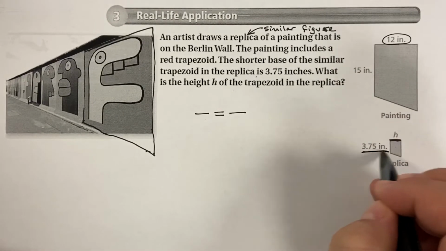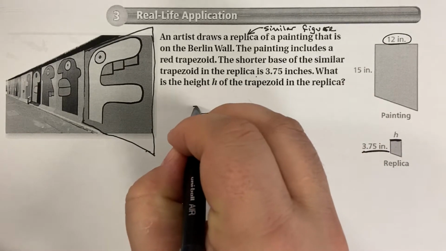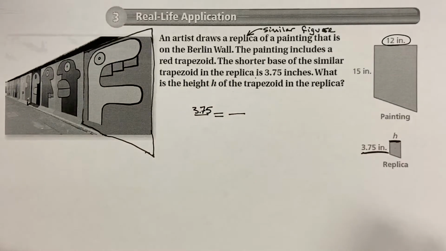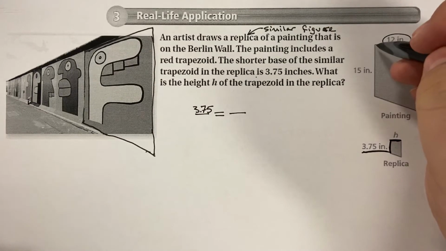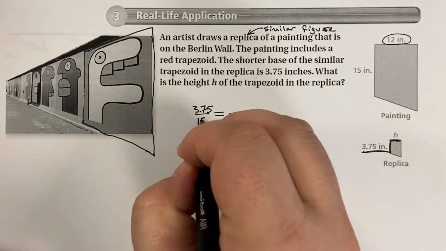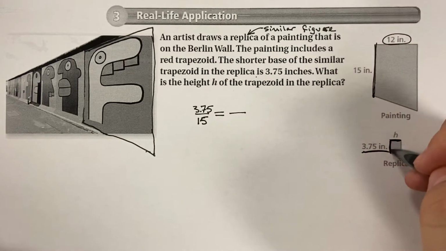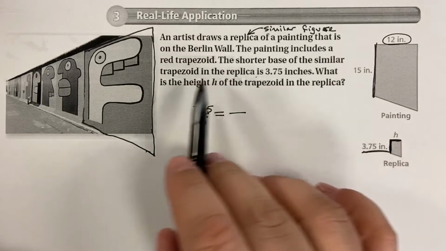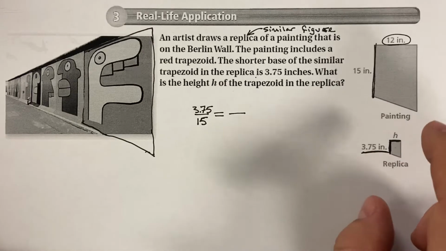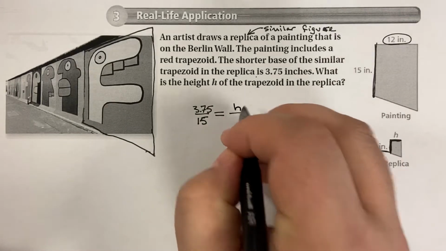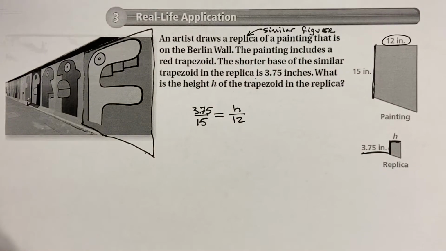So I'm going to start with the replica because that's the one it keeps talking about. The trapezoid, the replica is 3.75. So that's where I'm starting, and what I compare it to is the same side, different figure. So that means 15, because it's the same side would be right here, compared to this one right here. Then what is the height? Well, since we started on this one last time, we got to start on this one for our second part of the proportion, so we don't know that height, and then I compare it to the height of this one.